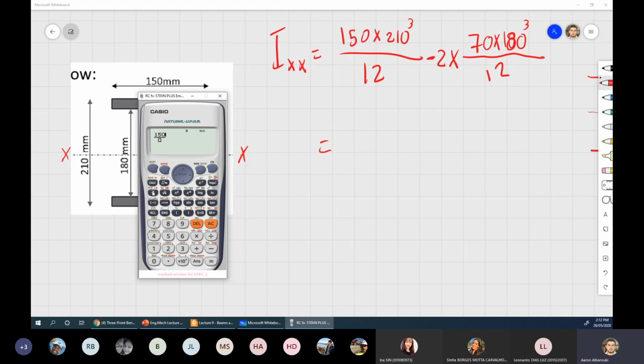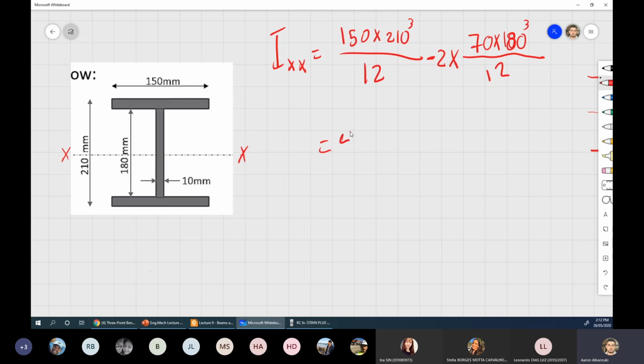Okay, 150 multiplied by 210 to the power of 3, minus 2 multiplied by 70 multiplied by 180 cubed on 12. So I've got 447.7 times 10 to the power of 6. That's how we usually write it, guys, so you get familiar.